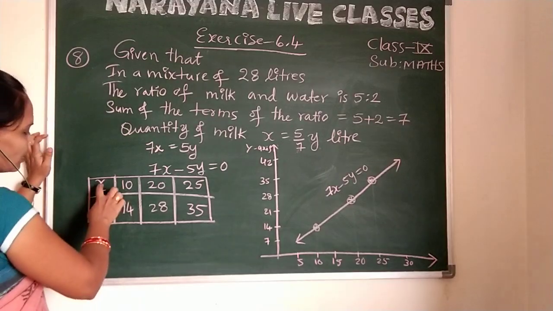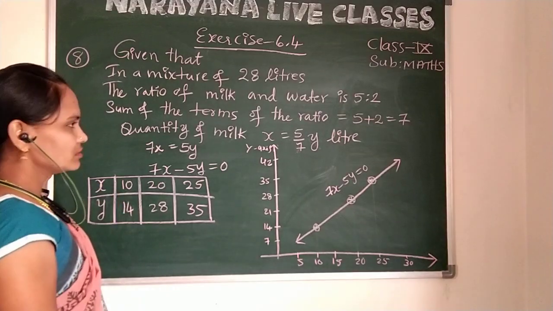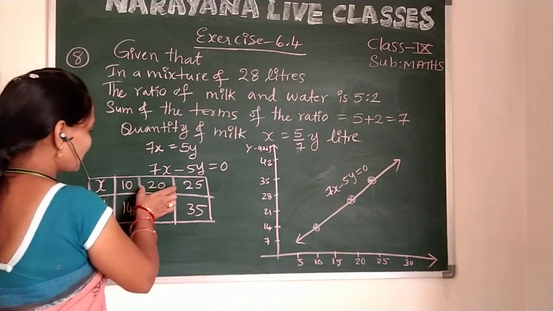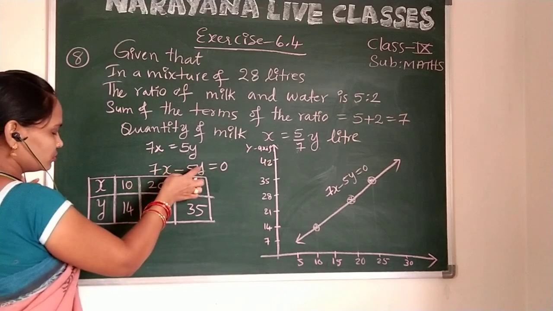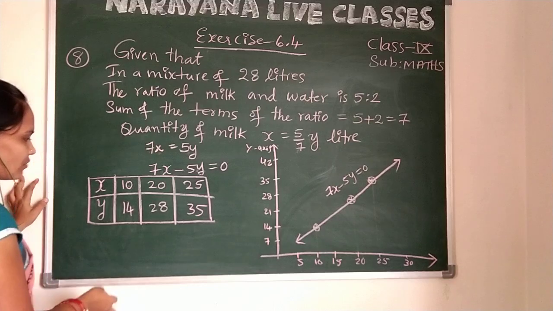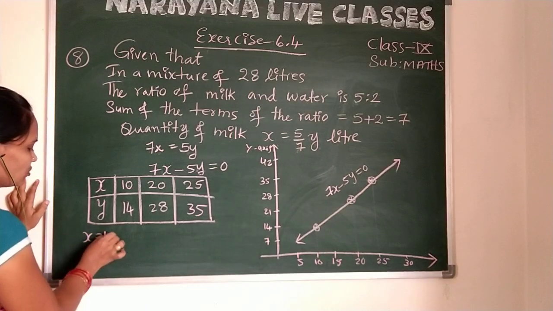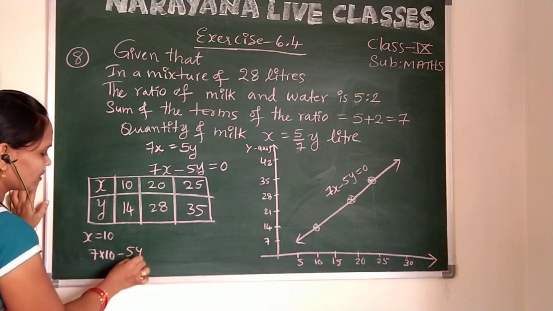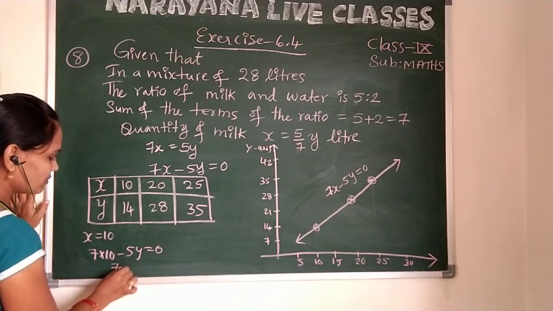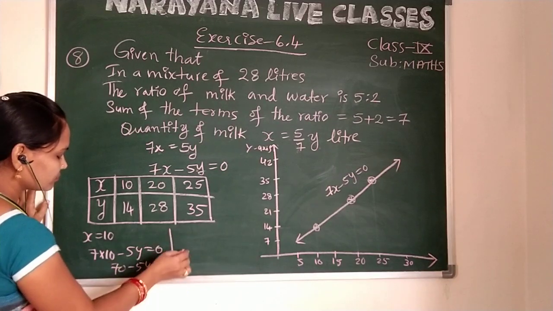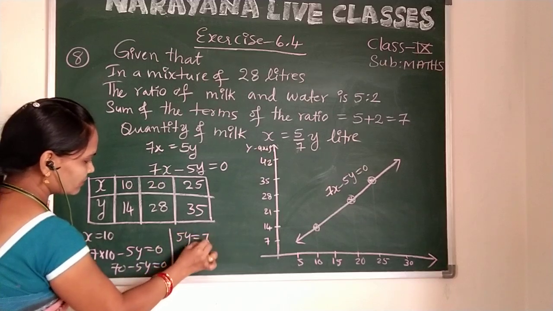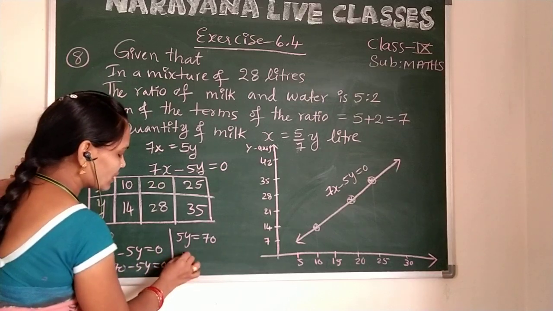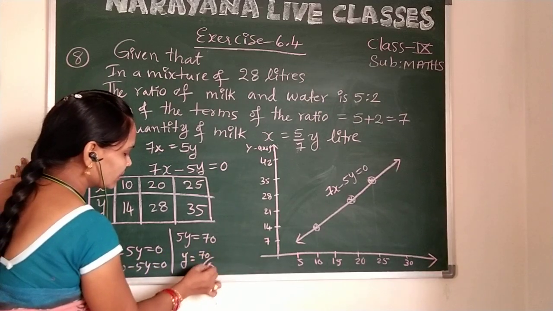Now I am taking x values like 10, 20, 25, 30, 35, but I took only 3 values. By substituting x values, we should get y values. How do we get the y values? Let us see. If x is equal to 10, substitute: 7 into 10 minus 5y is equal to 0. Now 70 minus 5y is equal to 0, so 5y is equal to 70, since transposing minus 5y makes it plus 5y. Now y is equal to 70 by 5.